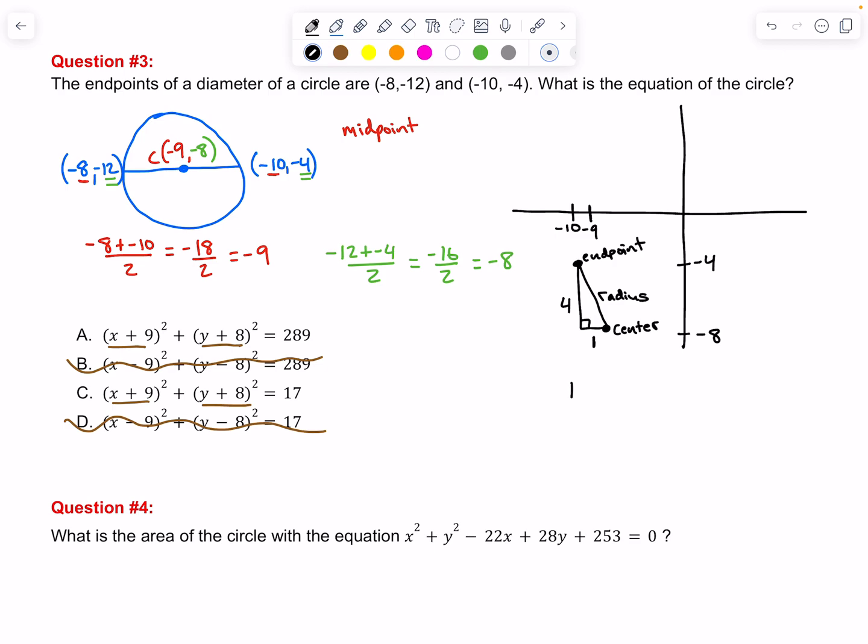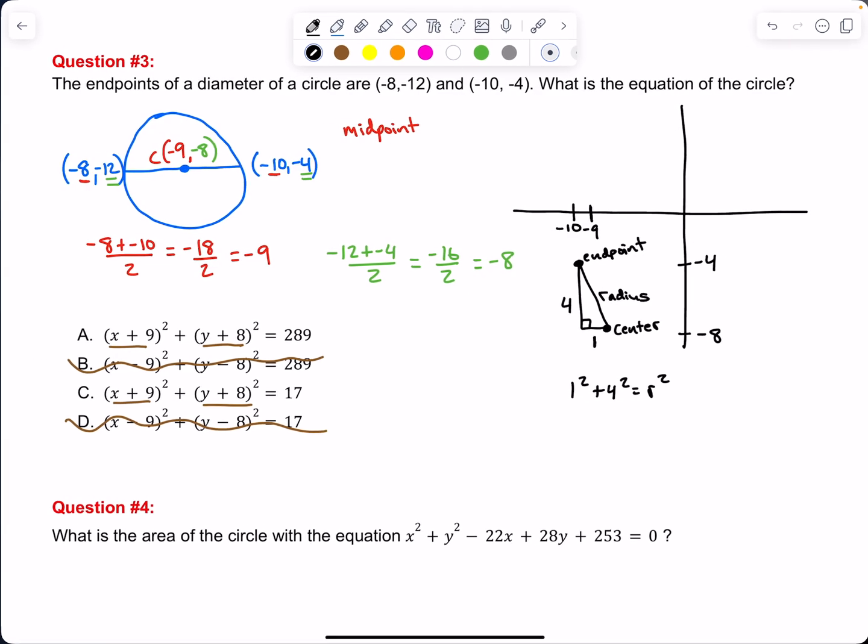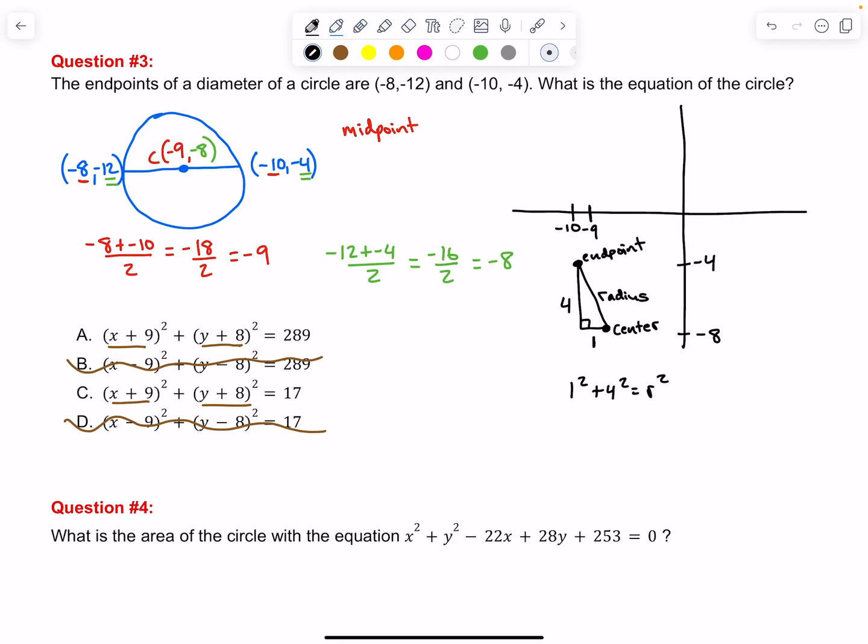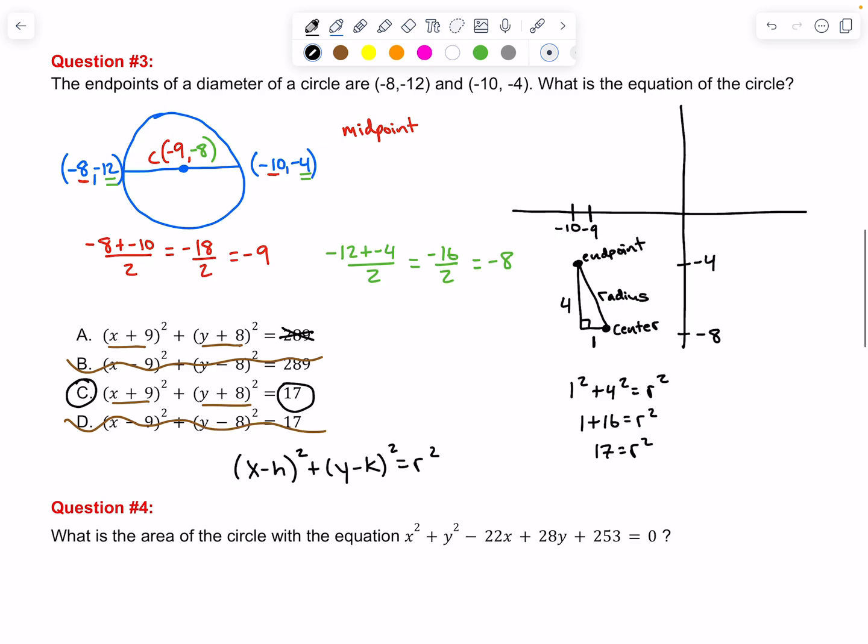So let's do 1² + 4² = r², because that would be the Pythagorean theorem to help us figure out our hypotenuse. So 1 plus 16 equals r². And we know that the equation of a circle, remember, is always (x - h)² + (y - k)² = r². So 17 should be our radius squared, not 289. So C would be our best choice.